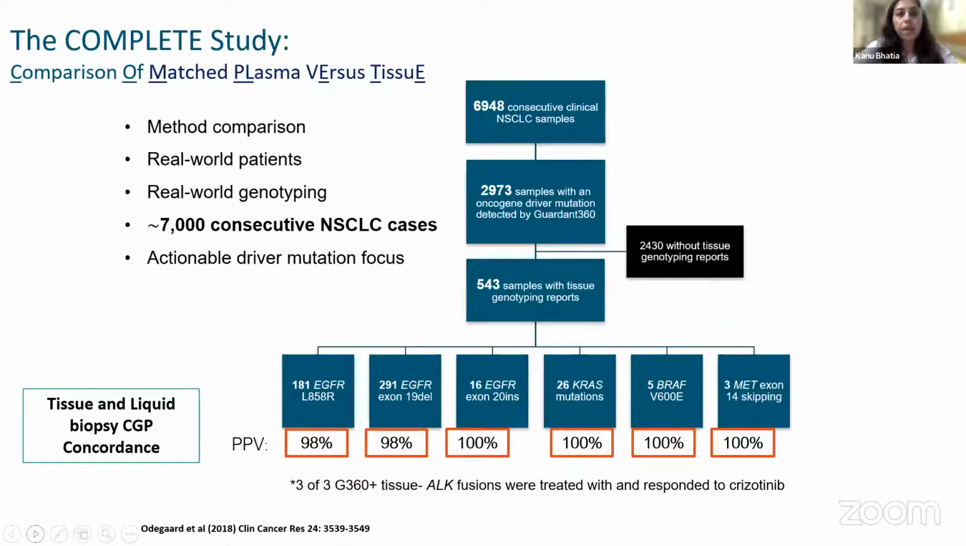Sorry. So like I said, it has a high concordance. This was the complete study which was done, which compared the plasma versus the tissue molecular markers retrospectively. The plasma test was Garden 360, and they saw that Garden 360 had a positive predictive value for the most common mutations that we see, and the PPV ranges from 98 to 100% actually.